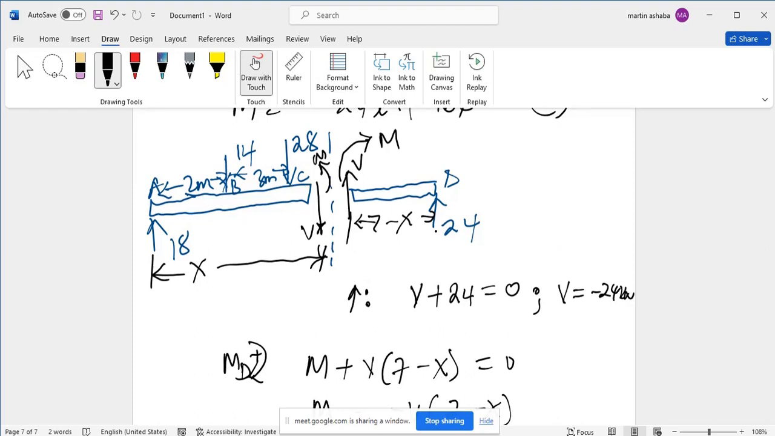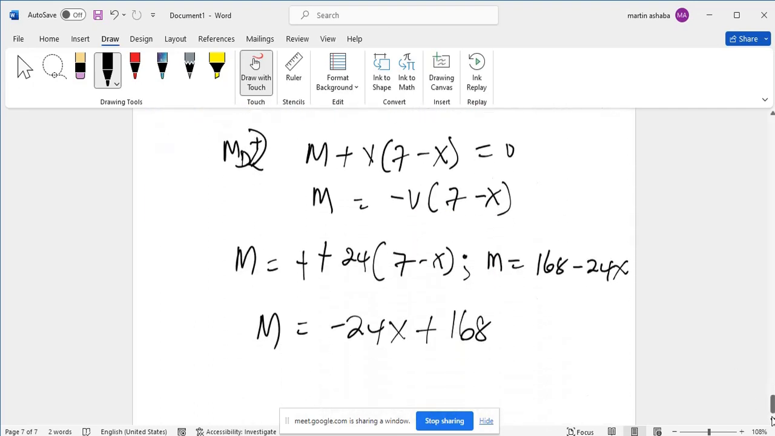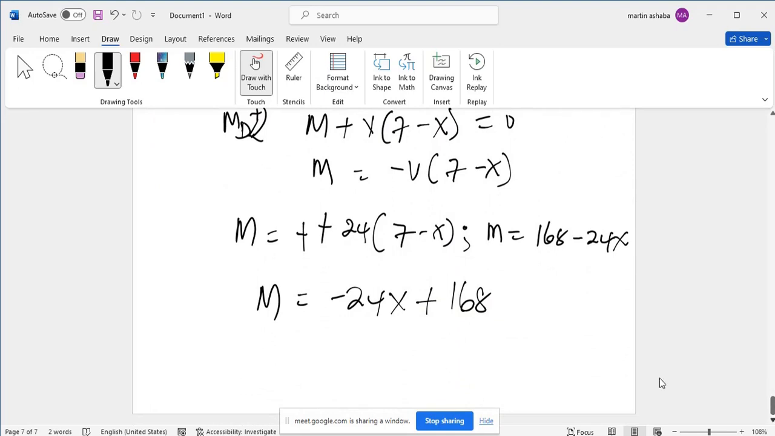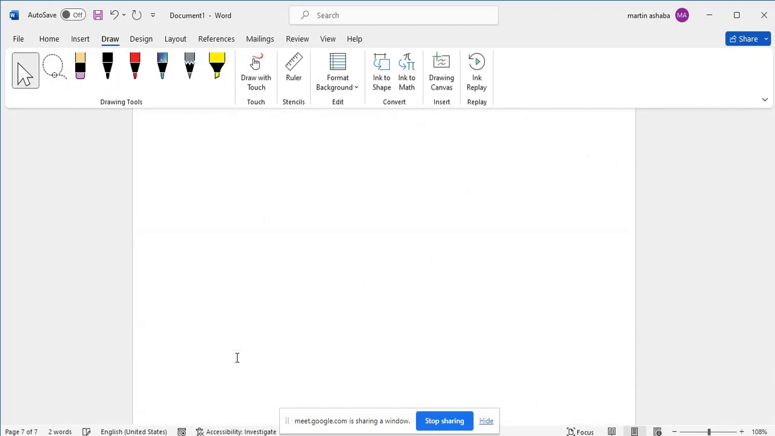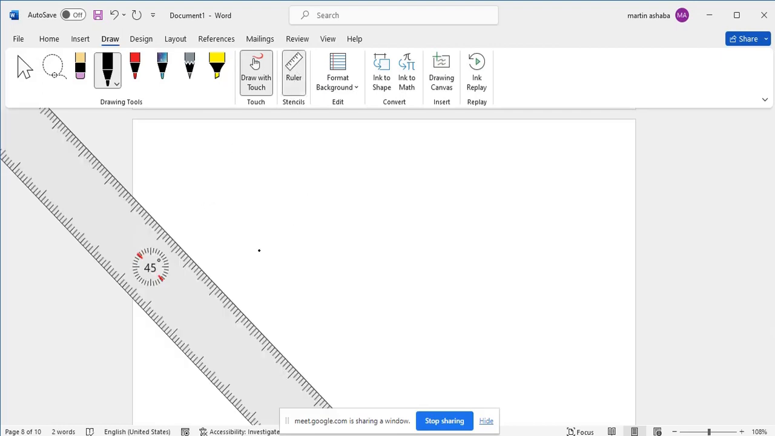So ladies and gentlemen, if that one is very clear, let's go ahead and draw our bending moment diagram and the shear force diagram. Let me paste. Okay, so in doing this, usually you need to redraw.